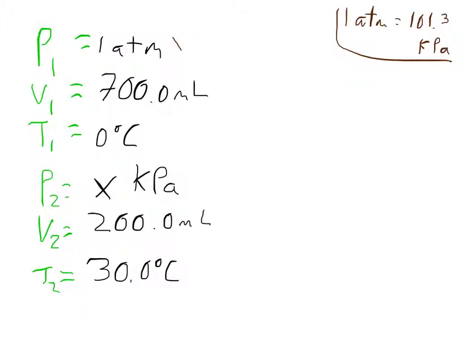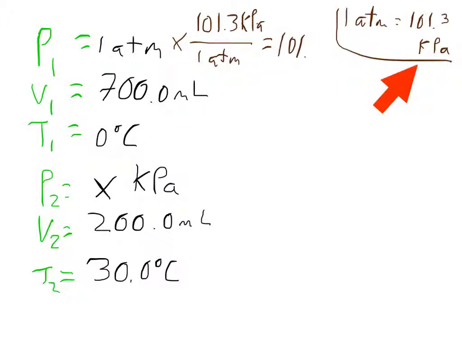change the atmospheres by multiplying by a fraction using this information. We must put atmospheres on the bottom to cancel, so 1 atm on the bottom, and kilopascals on top, 101.3 kilopascals, and doing the math, 1 times 101.3 divided by 1 gives you 101.3 kilopascals.